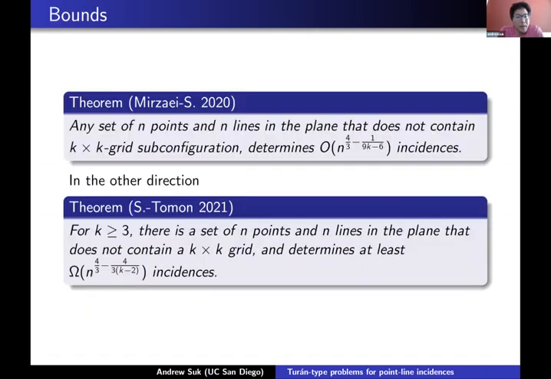Okay. But in the other direction, in joint work with Istvan Tomon, we were able to show that there is a set of n points and n lines in the plane that doesn't contain a k by k grid and determines at least this many incidences over here. As you can see, as k gets larger, the number of incidences here approaches n to the 4/3. And this construction here, I do want to talk about in this talk. But before I sketch this construction, I wanted to talk about another problem that I've kind of already talked about.